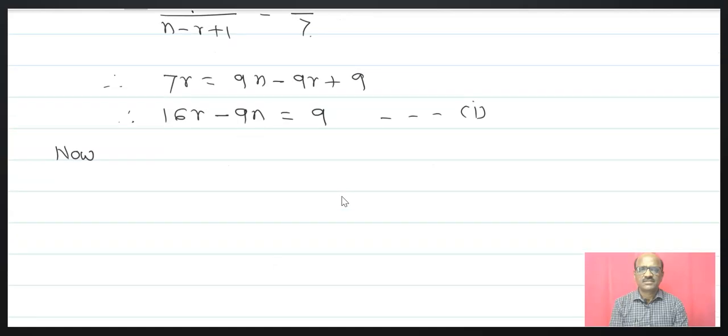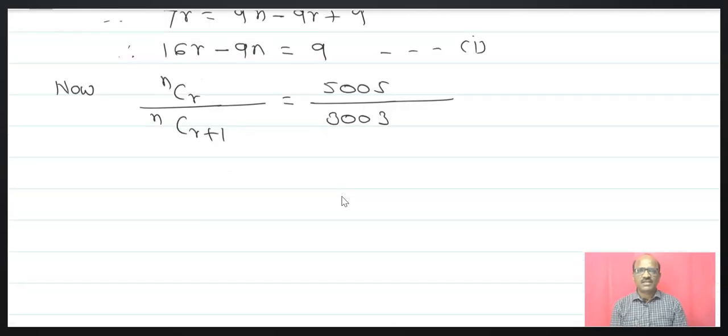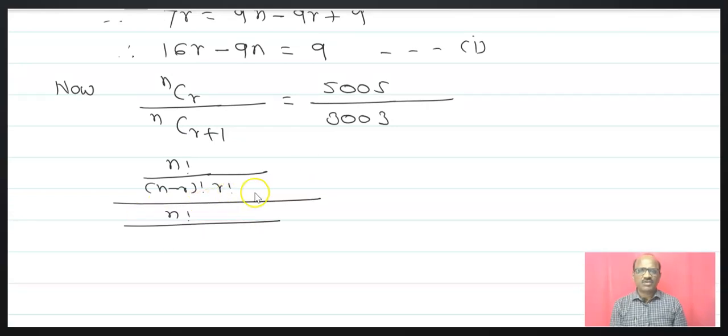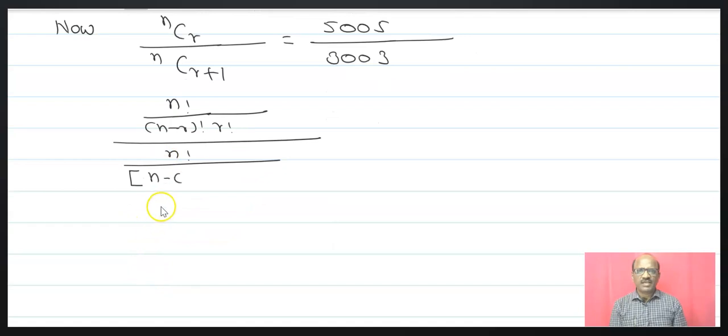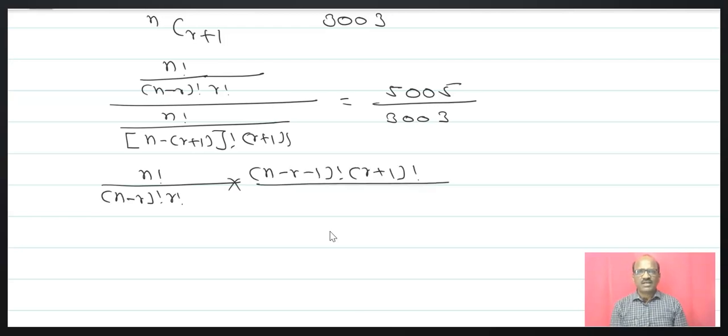Now next, nCr upon nCr plus 1 is equal to 5005 upon 3003. Now again evaluate n factorial upon n minus r factorial into r factorial upon n factorial upon n minus in bracket r plus 1 factorial into r plus 1 factorial. That is 5005 upon 3003. Now multiply by the reciprocal. n factorial upon n minus r factorial into r factorial. That is n minus r minus 1 factorial into r plus 1 factorial upon n factorial. Now these two terms get cancelled.